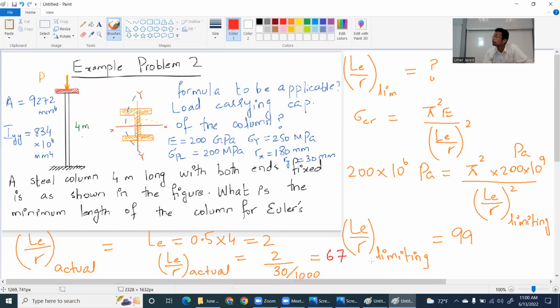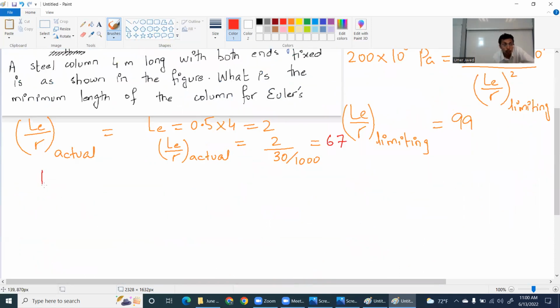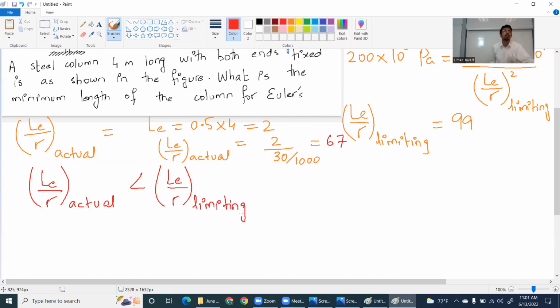Okay, now tell me LE over R actual. So Mirj, now I am about to answer your question. LE over R actual is smaller than LE over R limiting. Will this structure buckle or not? No, it will not buckle. The word buckle, we actually use synonymously with failing. If I'm saying it will not buckle, I mean it will not fail under buckling. So if it will not fail under buckling, then what will we do? This was Mid's question last time, because I stopped here and I moved to the next problem.